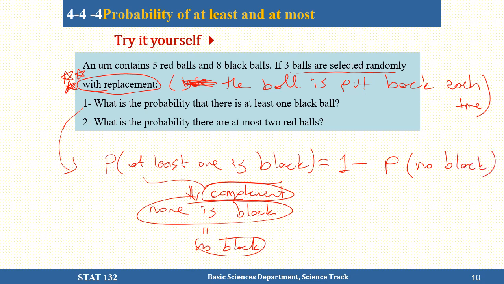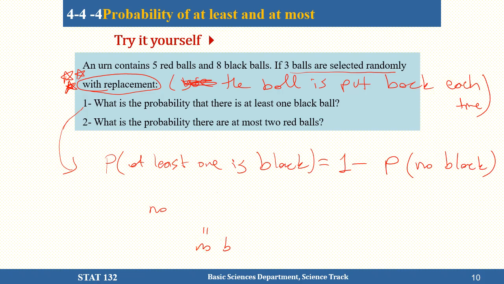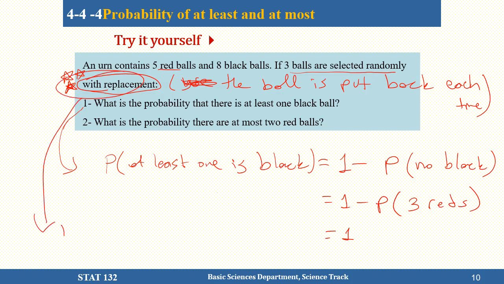Now you can calculate no black. No black means it will be all red, so it will be just 3 reds. Now 3 reds, and each time there's replacement. Replacement makes the drawings independent. So the drawings are independent.